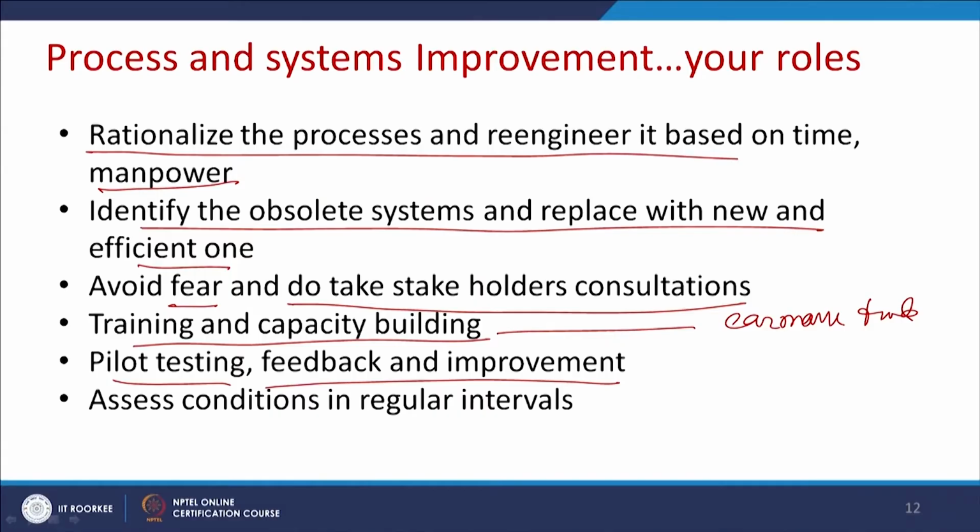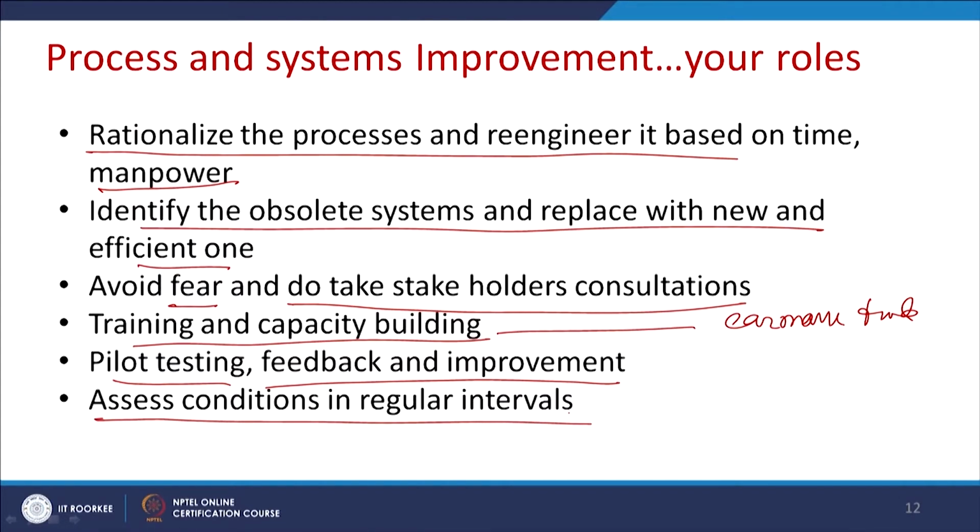For some time, maybe 1 month or 6 months, you keep the new process and systems under observation, and you try to note down or document the problems and issues faced by the people who are working in the systems and process, so that you can improve it, and take regular feedback from the citizens so that you can improve. Then assess the condition at regular intervals.